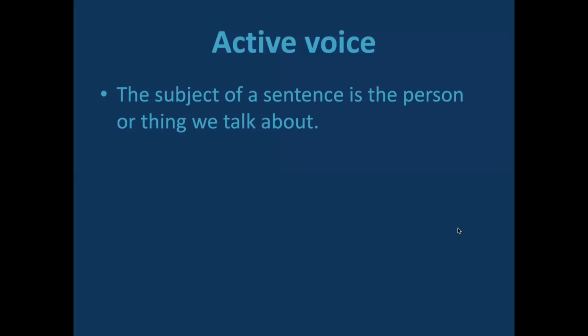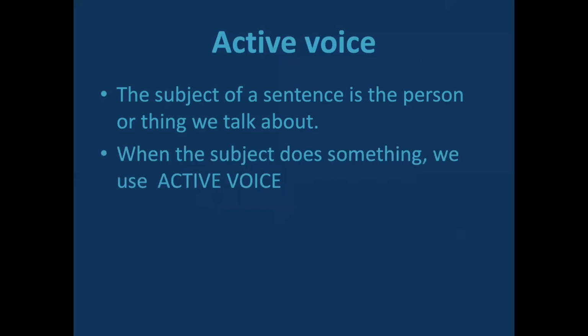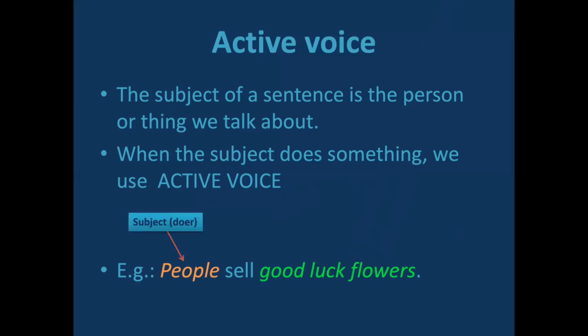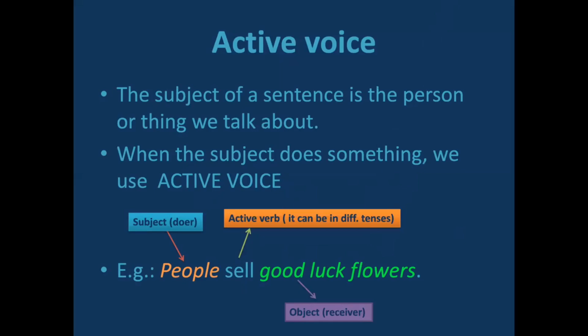First, let's review the change from active voice to passive voice. When we use active voice, the subject of a sentence is the person or the thing we talk about. And when the subject does something, we use active voice. For example, people sell good luck flowers. The doer, people, followed by the verb, sell, and the receiver, good luck flowers.